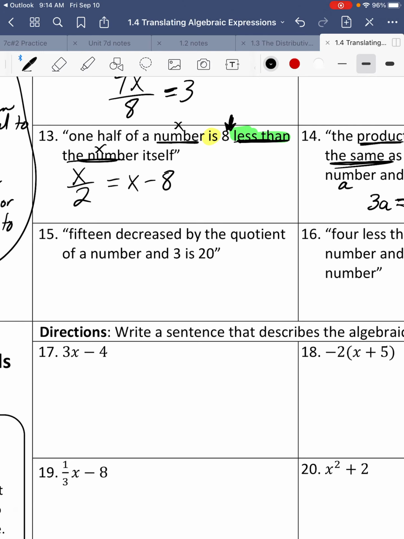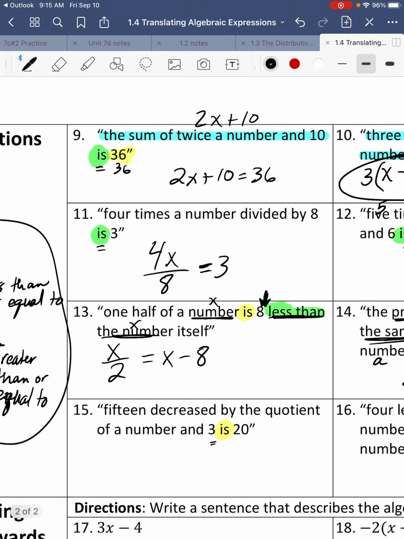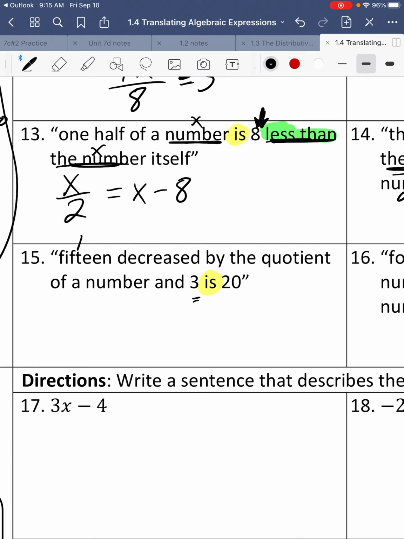15 decreased by the quotient of a number and 3 is, that's the equal sign. 15 decreased by the quotient of a number and 3. Where's decreased by? Where is that one? Decreased is subtraction. So let's look. So that's just subtraction, no turnaround. So it's 15 minus, so it's 15 subtracting the quotient, that's division. Next two things that are coming up are what we're going to divide by, so a number and 3. So 15 by the quotient of a number and 3 is 20.